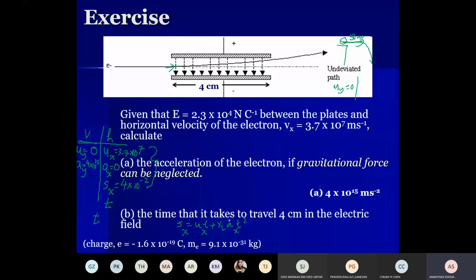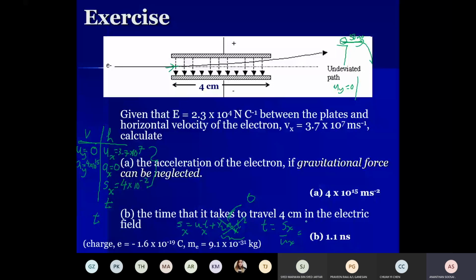Normally, for those who did a lot of projectile, half ax t squared is going to be 0 because ax is 0. So actually sx equals uxt, so the time is just sx over ux. You get the time. I hope you get 1.1 nanoseconds, or in other words, 1.1 times 10 power of negative 9 seconds. I hope that's the answer you get.